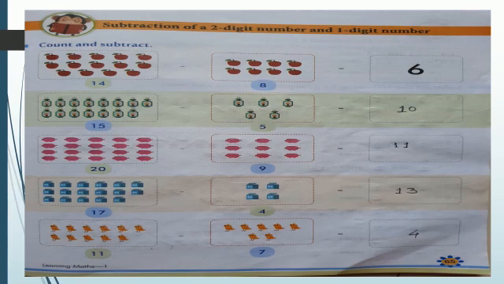Means if we cross 5 lanterns from both the boxes, let's see what is remaining. So cross 5 lanterns from each box. 1, 2, 3, 4, 5. 1, 2, 3, 4, 5. Yes, the remaining lanterns in first box, what is the count? Yes, it is 10. Yes, so here 15 minus 5, which is equals to 10. Understood? Now try 3 examples you can do on your own.